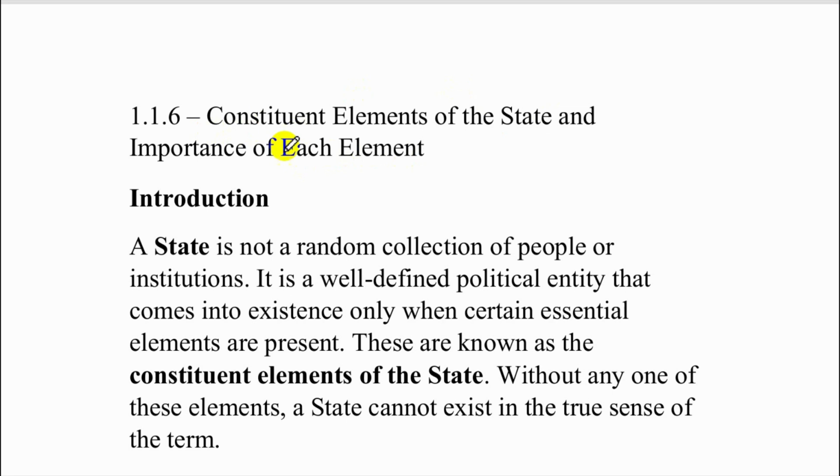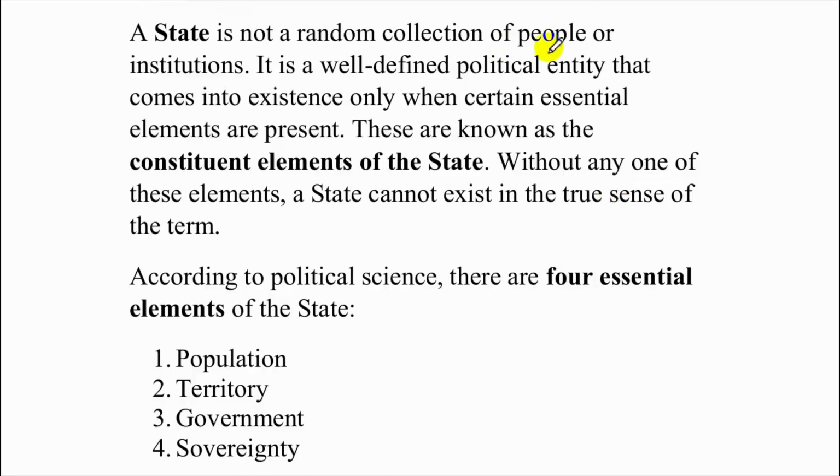What is the state composed of? What is it made of? A state is not only a random collection of people, that is, it is not only made of population or people or institutions. It is a well-defined political entity, that is, there is a government also that comes into existence. The state comes into existence only when all essential elements are present. These are known as constituent elements of the state. Without any one of these elements or parts, a state cannot exist in the true sense of the term.